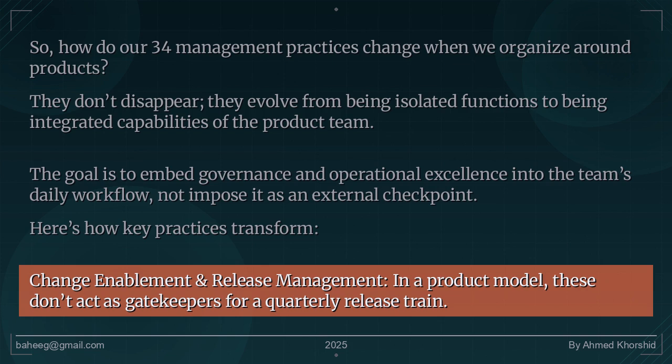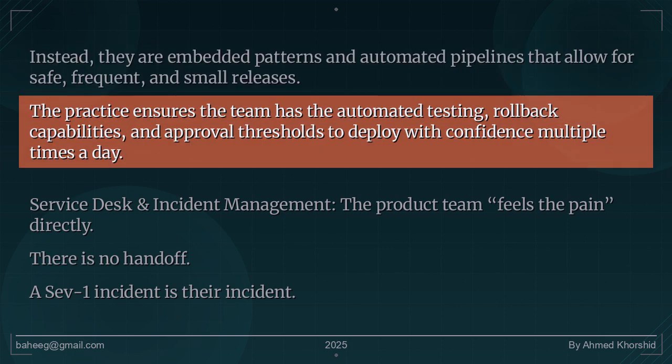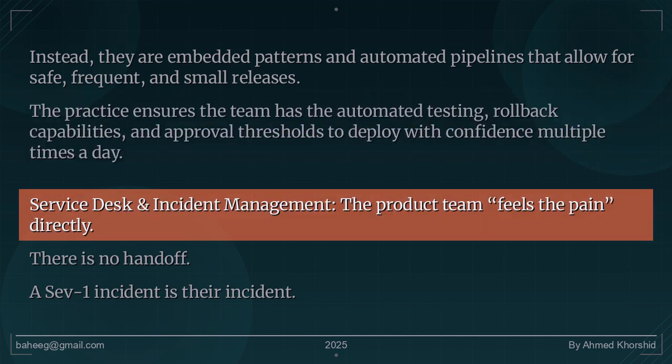Change enablement and release management. In a product model, these don't act as gatekeepers for a quarterly release train. Instead, they are embedded patterns and automated pipelines that allow for safe, frequent, and small releases. The practice ensures the team has the automated testing, rollback capabilities, and approval thresholds to deploy with confidence multiple times a day.